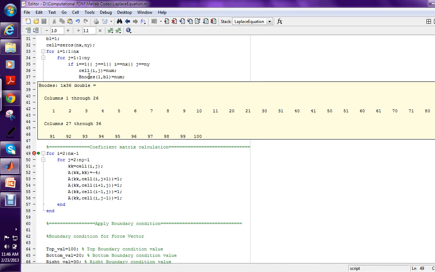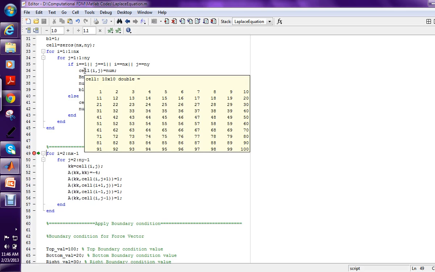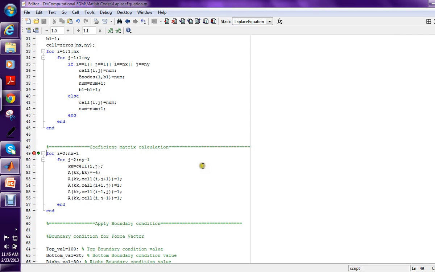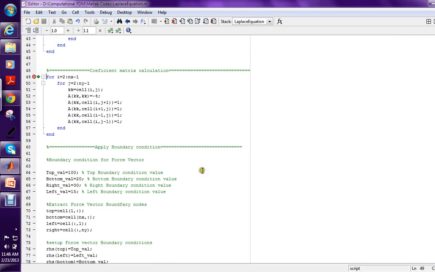So we have boundary nodes 1 2 3 4 5 6 7 8 9 10 11 20 21 30 31 40 41 50 51, something like this. And after this, we have 30 boundary nodes. We know all about that. And we have cell values 1 up to 100. So we have got our cell nodes. Now it's time to determine our coefficient matrix.